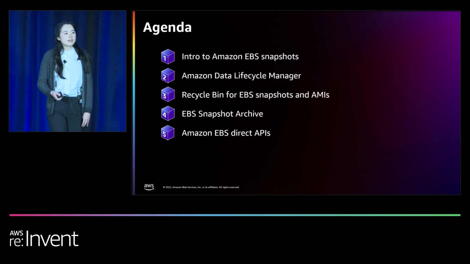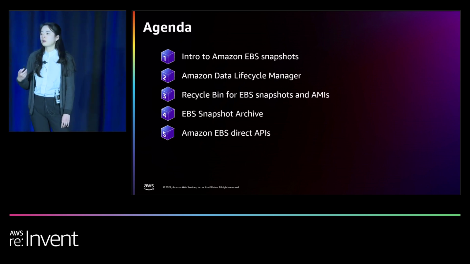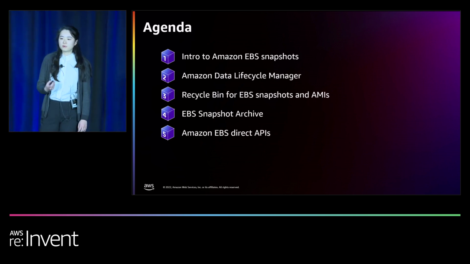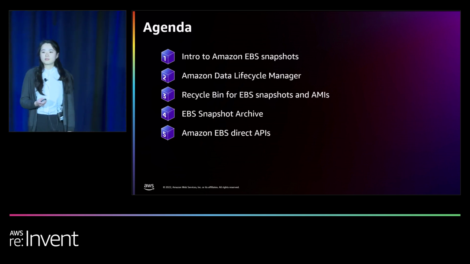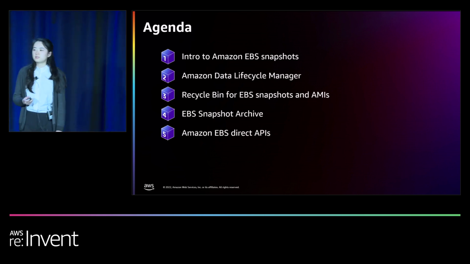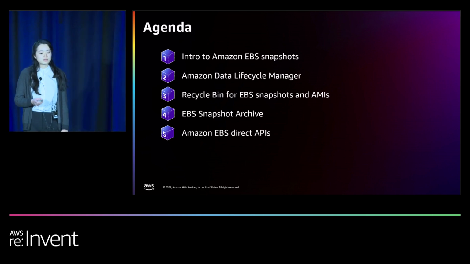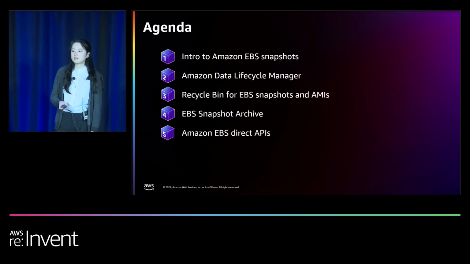Here's the agenda for today for what we'd like to cover. First, we'll go through some basics about what's an EBS snapshot. For a lot of you in the audience, this will be rudimentary, but it's always good to go over the basics. Second, we'll talk about Amazon Data Lifecycle Manager. We like to call it DLM. Using DLM, you can automate the creation, retention, deletion, and archive of snapshots. Next, we'll go through two products we launched last year during re:Invent, Recycle Bin and EBS Snapshot Archive. And lastly, we'll talk about Amazon EBS Direct APIs.